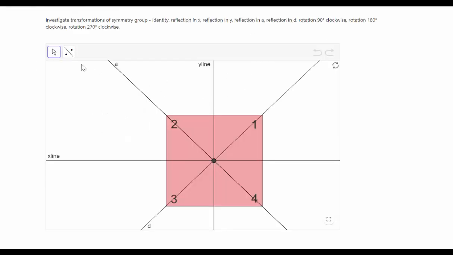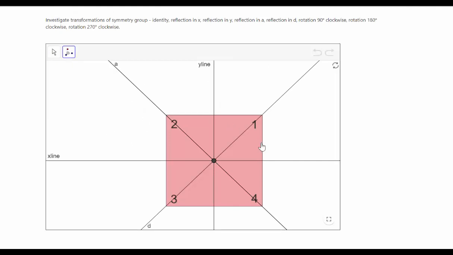We can also reflect through the 2nd diagonal, which we label here by A. So it will be this line here. This is the 2nd diagonal. If we reflect through this line, let's see, we select and then we reflect to the 2nd diagonal. You can see that 2 and 4 are fixed, and then 1 and 3 are swapped.